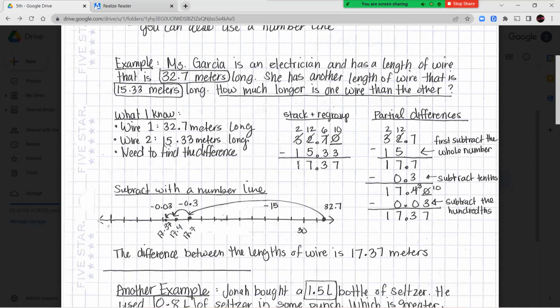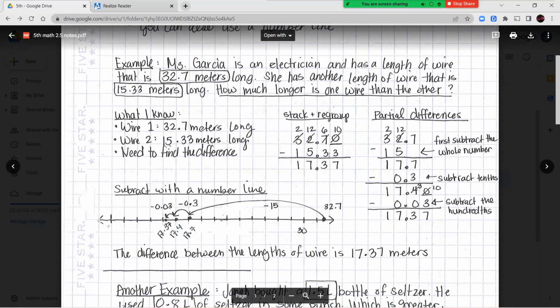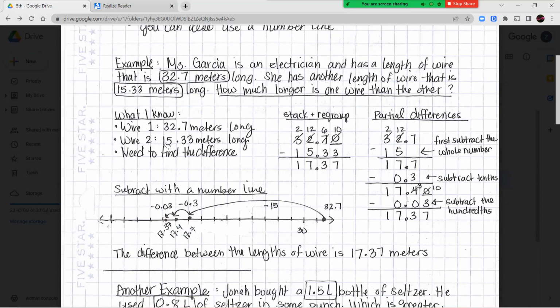Now, another way I could do it is with partial differences. So I could do the 32 7/10, take away 15. So I'll take away the whole number part first out of the 15 33/100. So 32 7/10 minus 15 is 17 7/10. 17 7/10 minus 3/10. That's the first 3 we're seeing in the number, and it is 17 4/10.